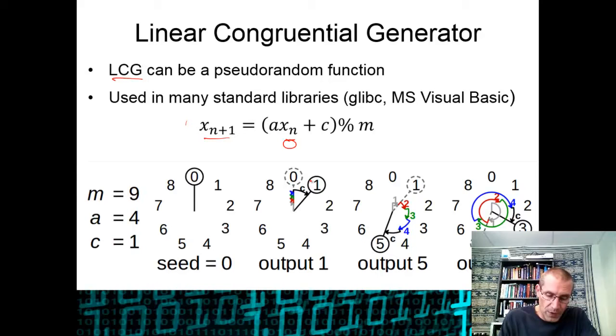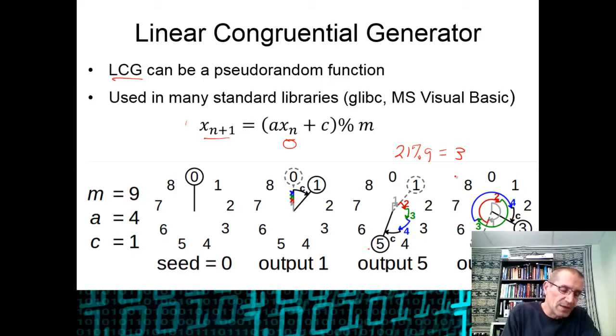So we start at 0, we get a 1. And we put 1 in here, multiply by 4, so we get 4. Add 1 to it, we have 5. We have 5 mod 9, and that's going to give us 5. So our next output is going to be 5. And we keep going. 5 times 4 is 20, plus 1 is 21. Now we have 21 mod 9, and that is going to be equal to 3. And so our next output is 3.